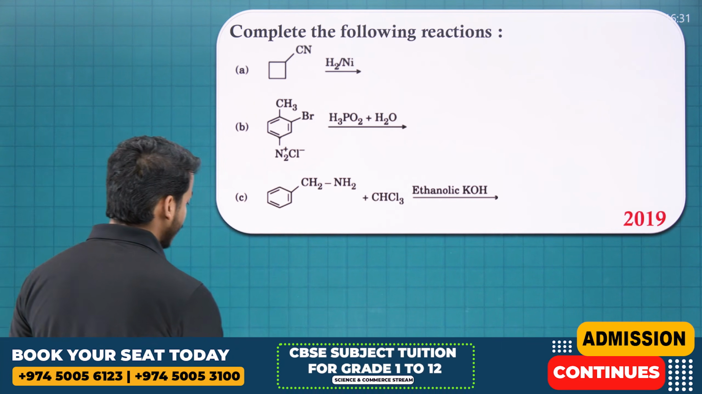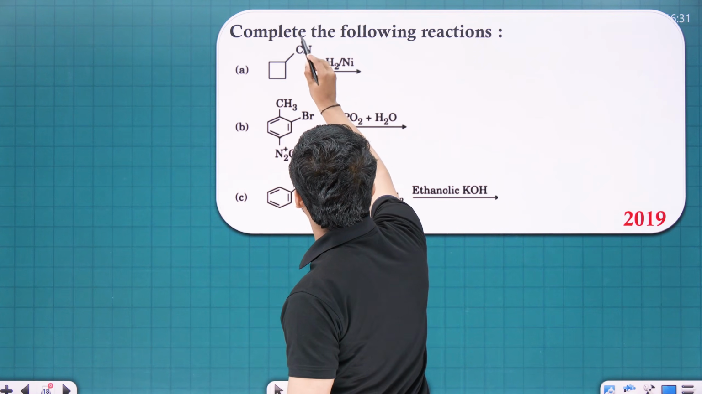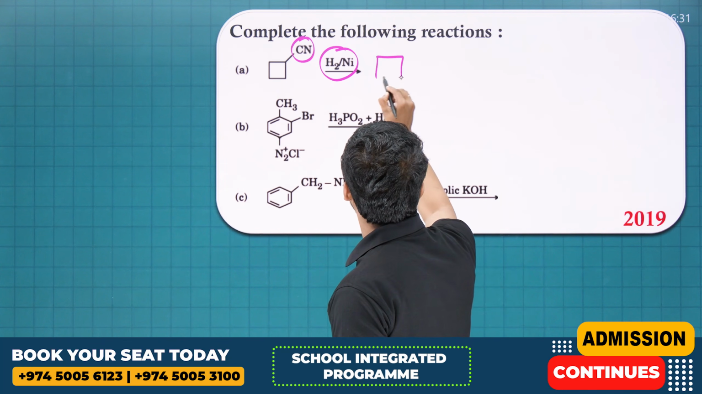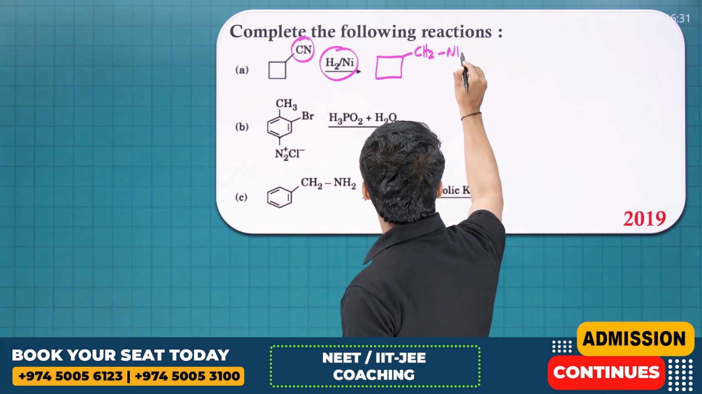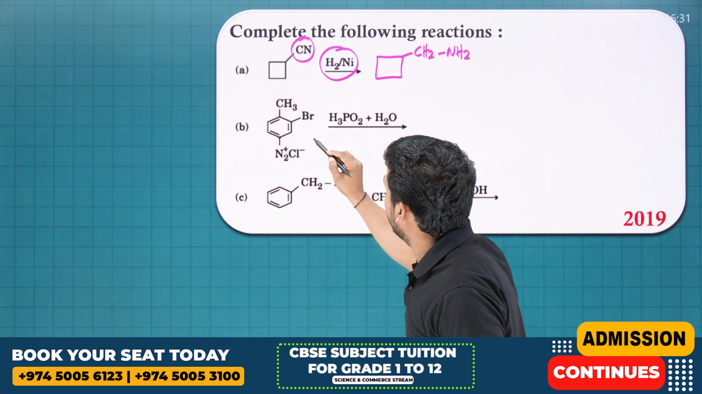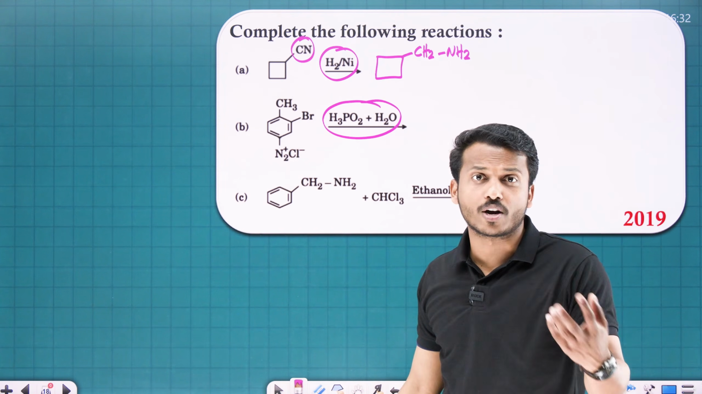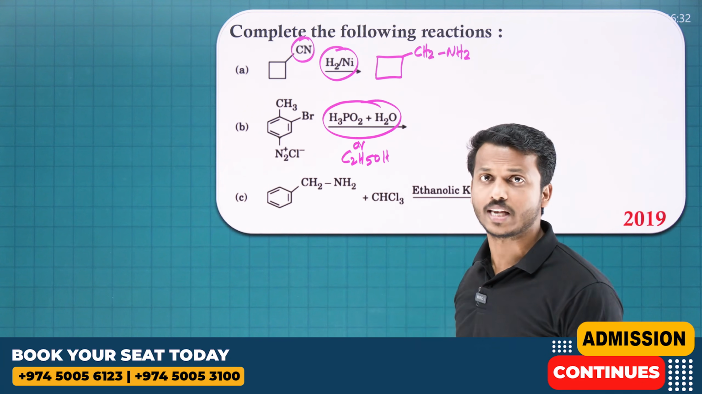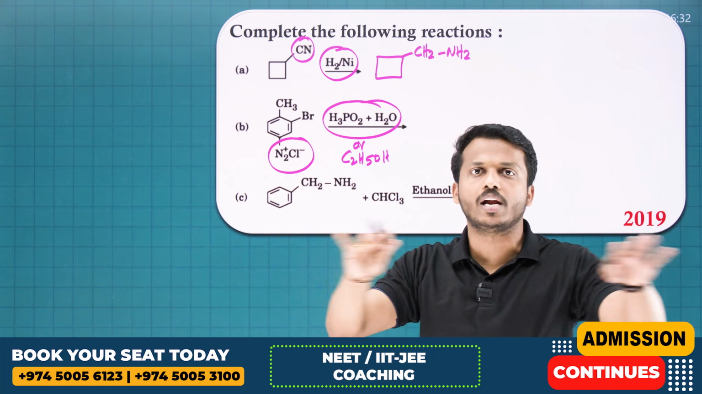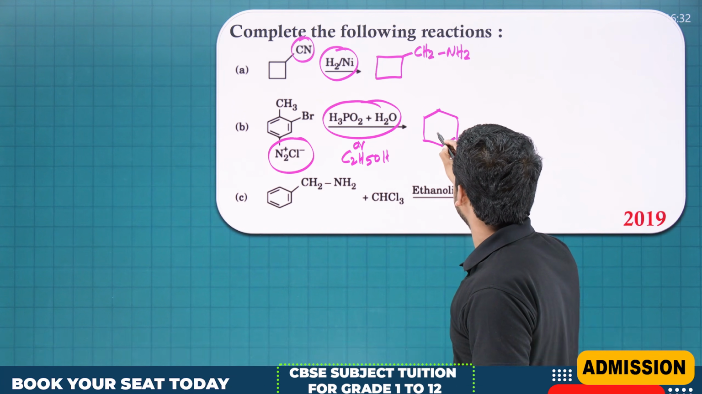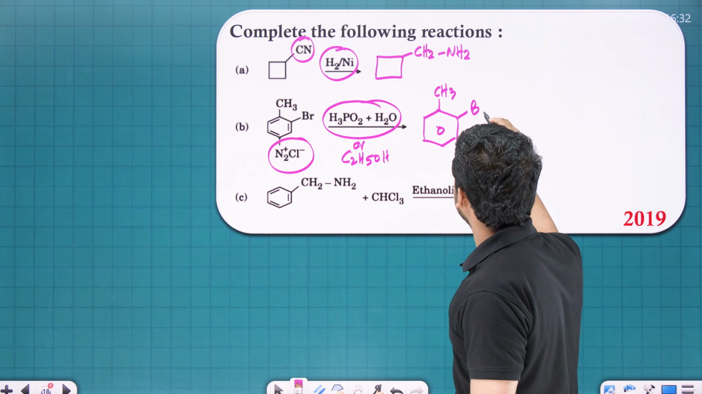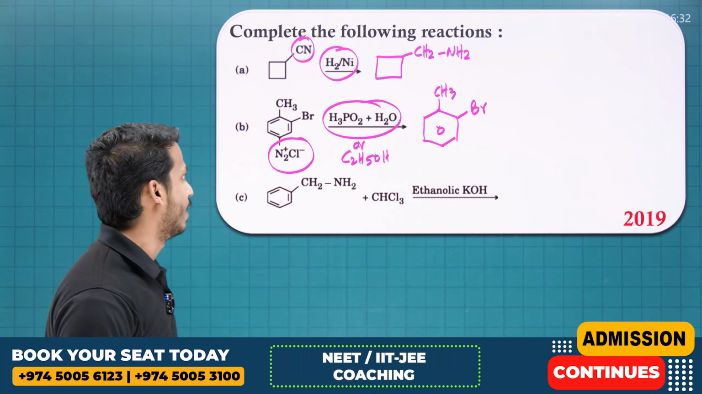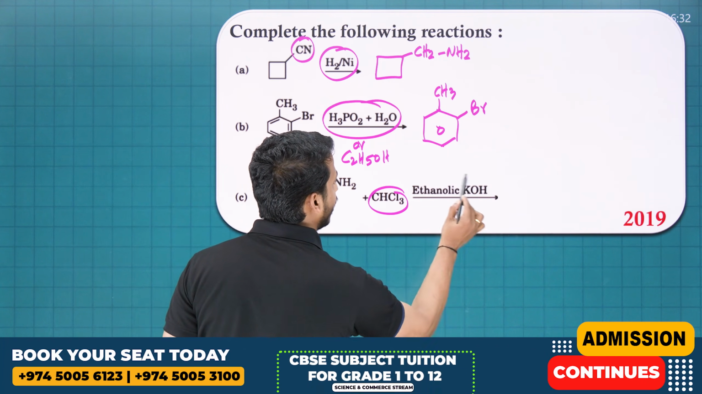Question number 2019, complete the following reaction. This is a cyanide; on reduction, what do we get? Amine, right? So no change in carbon, CN becomes CH2NH2, perfect. What is the function of H3PO2 and water? Or they can give you ethanol also. Both of their functions are the same. What's the function? The diazonium part is completely cut and becomes benzene. Remaining, nothing happens; the rest will be there. So the function of H3PO2 and water or ethanol is that the diazonium salt is completely converted to benzene. What is this? Chloroform and alcoholic KOH.